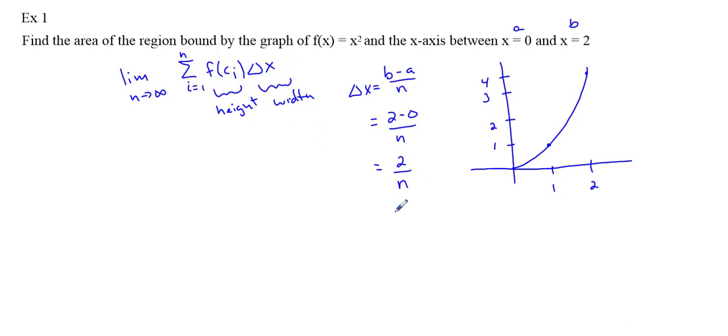Now we need to figure out what c sub i is. Now, for us, and it's the easiest way, is to use the right-hand x value of the subintervals. So c sub i is the right-hand x value of each subinterval.